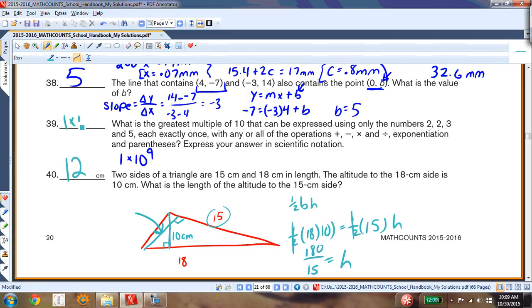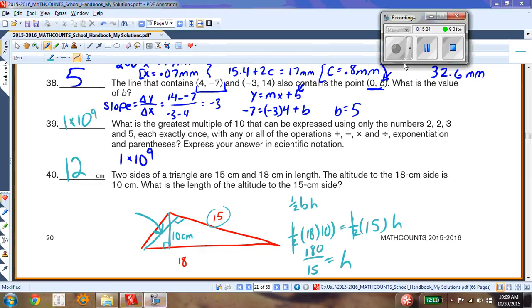And again, this was 1 times 10 to the ninth, but I don't know how to get that exactly. In fact, I looked it up on the internet, and some people dispute that it actually is 1 times 10 to the ninth, but that's what the answer key gives. All right, that is workout number 1. Again, you are allowed to use calculators on this.